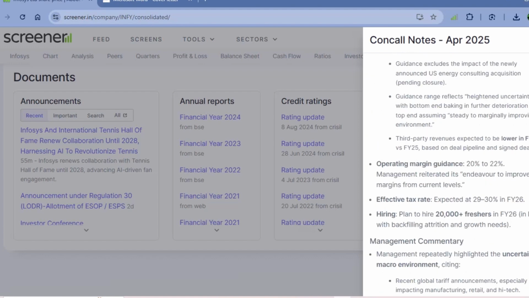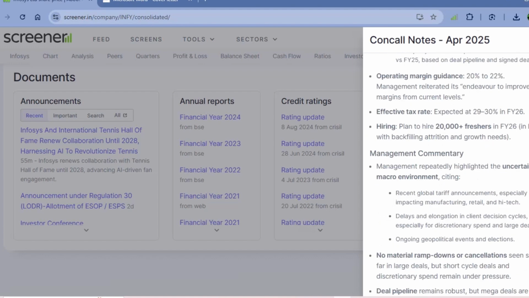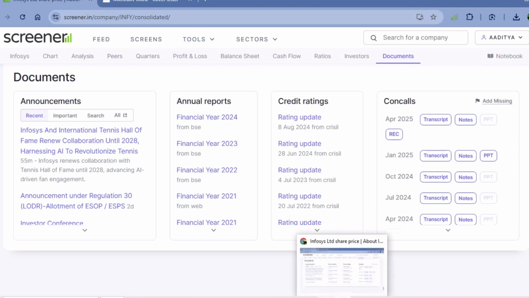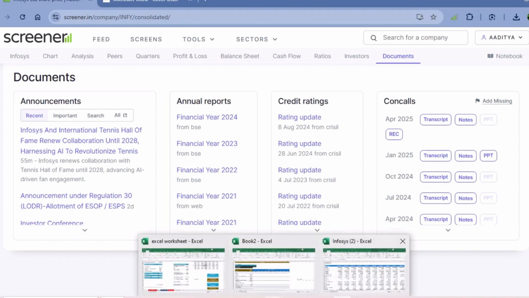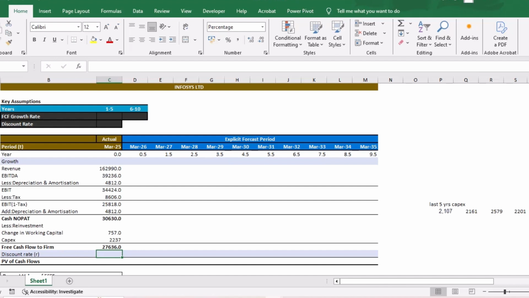Okay, so now we know that management has given the guidance of 0 to 3% for FY26. So we will go with the management. We will take the growth of 2.5% on the safer end. Okay, for FY26, 2.5%.